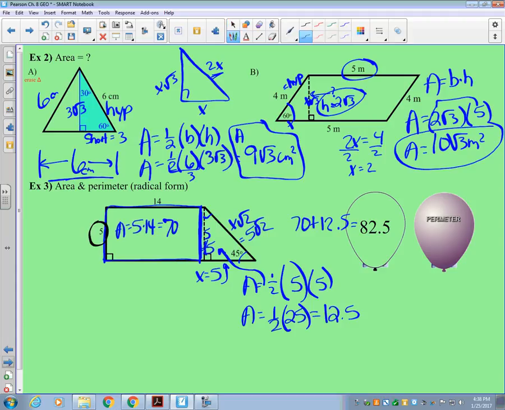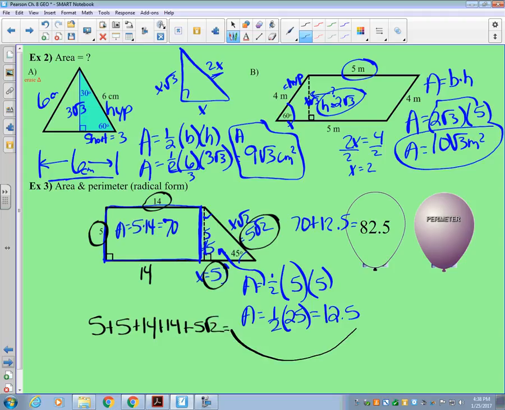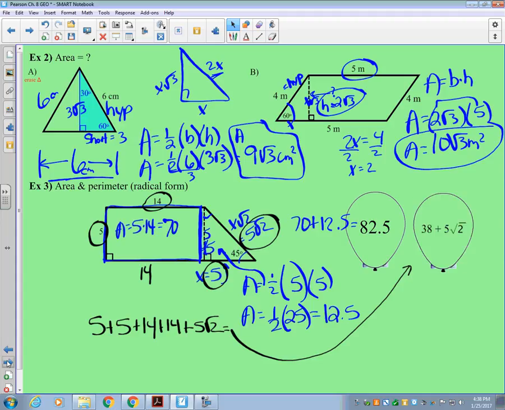Perimeter is a little bit different story. We're going to add each piece together. 5, 14, 5 root 2, 5, and 14. So there are 2 5s, 2 14s, and a 5 root 2. When we add those together, we get 38 plus 5 root 2.